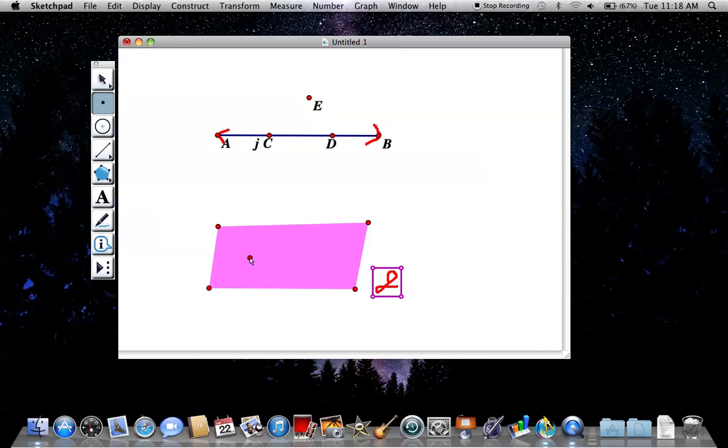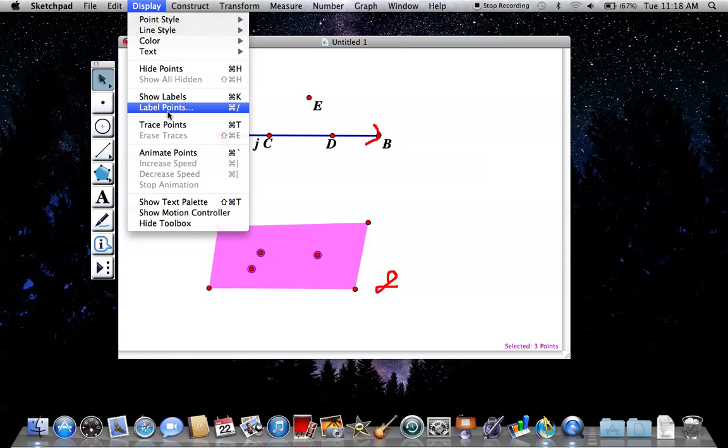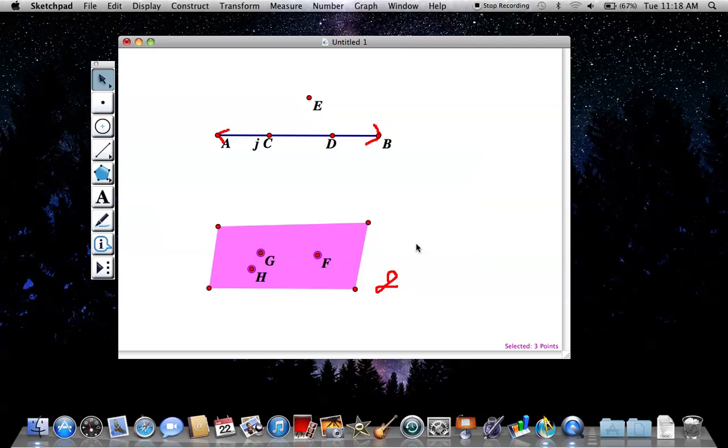We have points inside of it that are non-collinear, so these 3 points inside do not form a straight line. So label points. This would either be plane J, or we could say plane FGH, or plane HGF. The order doesn't matter.